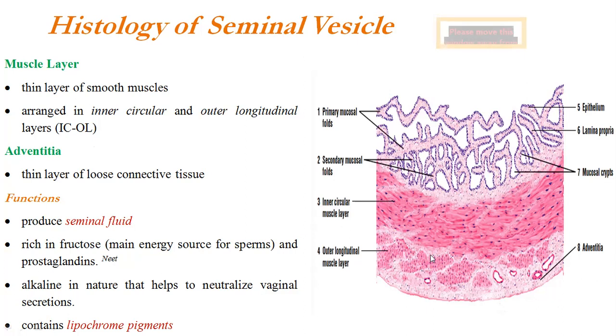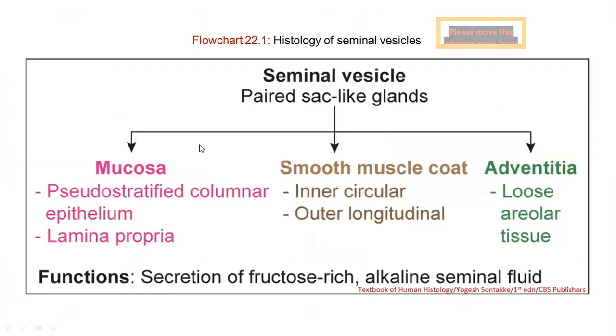Now the function of the seminal vesicles: it produces seminal fluid, which is rich in fructose, the main energy source for sperms, and it also releases prostaglandins. It is alkaline in nature, which helps to neutralize vaginal secretions, which are acidic. It contains lipochrome pigments. Now, seminal vesicles are paired sac-like glands. Mucosa has pseudostratified columnar epithelium, and we also have lamina propria, smooth muscle, only two layers, inner circular, outer longitudinal, and adventitia is loose areolar tissue.